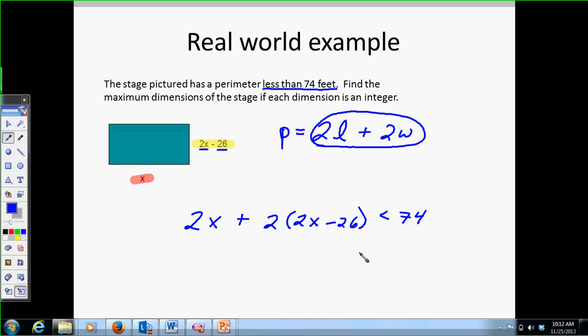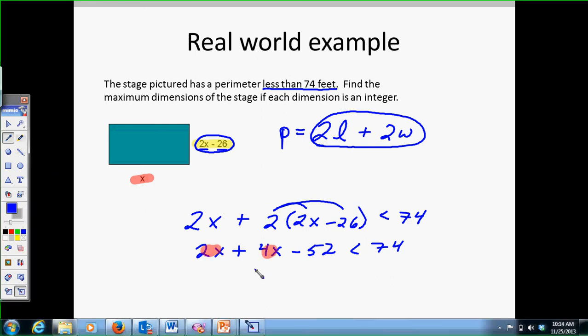Again, treating this like an equation for the sense of solving, first I have to distribute here. That's why it's important to put this piece in parentheses when it's got more than one piece in there and you're multiplying by something, so you can distribute that something to each piece inside. So I have 2x plus 2 times 2x is 4x. 2 times minus 26 is minus 52, less than 74. So the first thing I need to do here is combine my like terms. I have 2x plus 4x is 6x, and I can go ahead and add my 52 to each side as well.